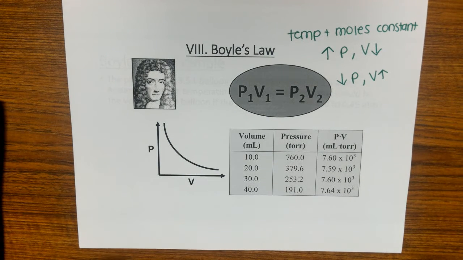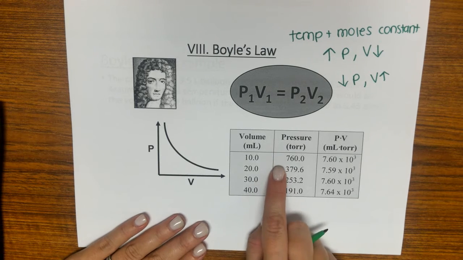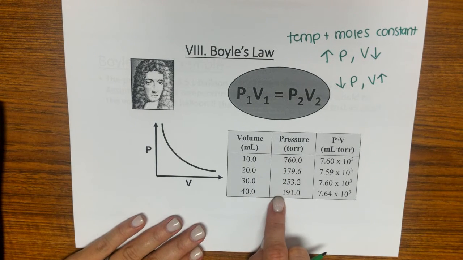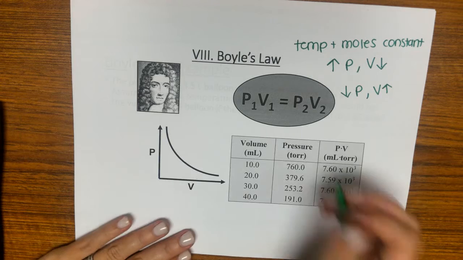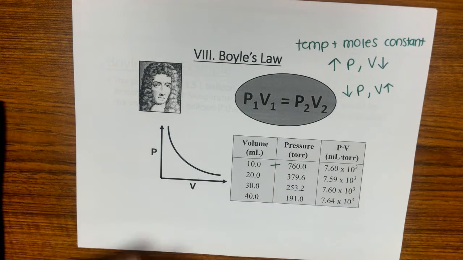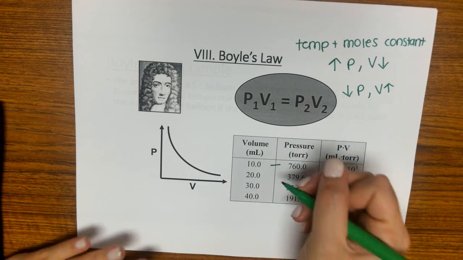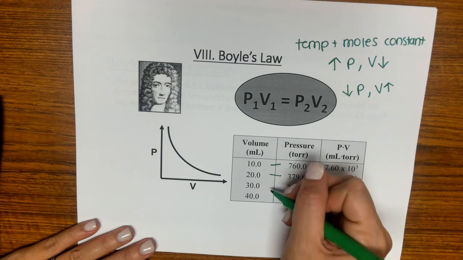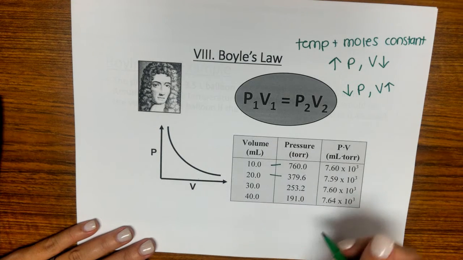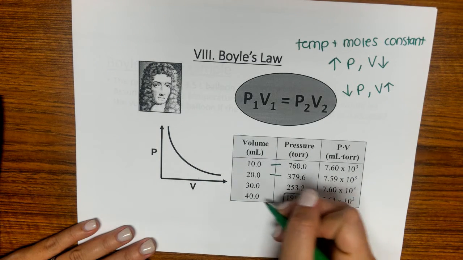He said they are at an inverse relationship, and that mathematically is what this table shows. So for, I don't know what gas this is, it doesn't really matter, but if the volume is 10, the pressure is 760. The volume is 20, the pressure is 379. And as the volume gets bigger, the pressure gets lower.